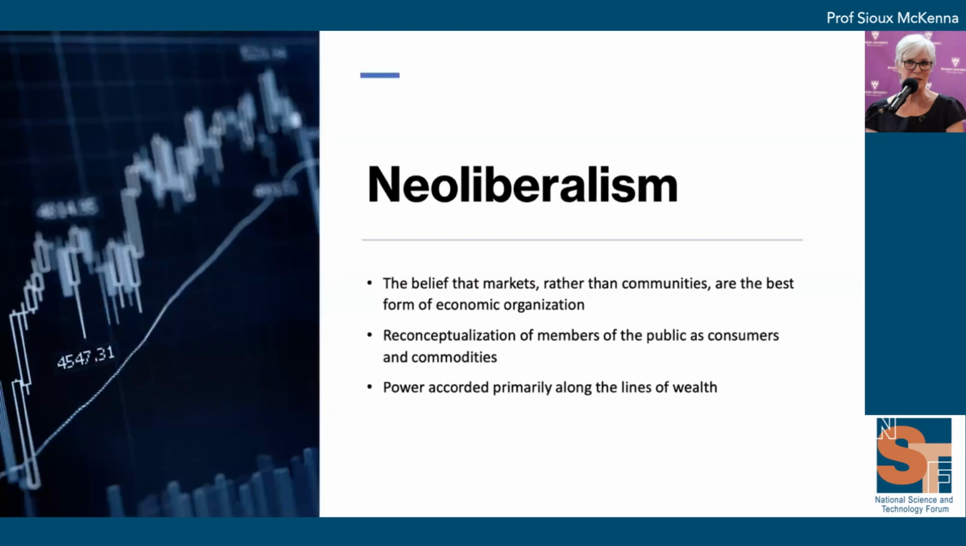So basically, he says that the first core characteristic of neoliberalism is the belief that markets, not communities, but markets, are the best form of economic organization. Secondly, that neoliberalism entails that we reconceptualize individuals and society and the public as consumers or commodities. And without being consumers or commodities, they are simply a drain on our resources. So those members of the public that can't be consumers or commodities, or preferably both, are a drain. And then thirdly, the neoliberal idea that he who has the most wealth should have the most power. So power is accorded primarily along the lines of wealth.